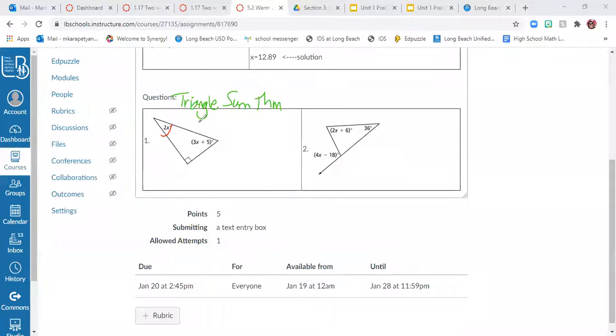Okay. You bet. So we have our triangle sum theorem with our 3 interior angles. So we're going to take each angle here. My initial equation: I'm going to take my first angle, 2x. I'm going to try to color code these. And I'm going to add it to my next angle, which is this one right here. So that's going to be plus 3x plus 5.